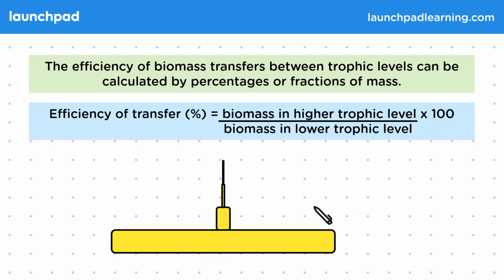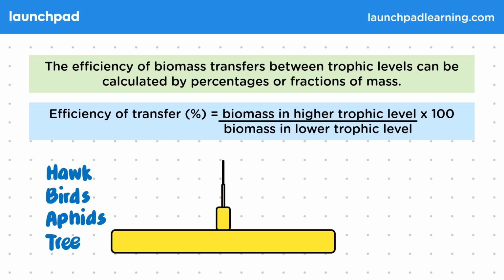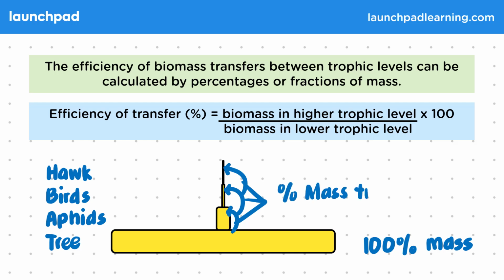This pyramid of biomass shows the biomass at each level of a food chain, including a tree, aphids, birds, and then a hawk. If we imagine the tree contains 100% mass, when we're talking about the efficiency of biomass transfer, we're considering what percentage of this mass passes on to the aphids and so on.